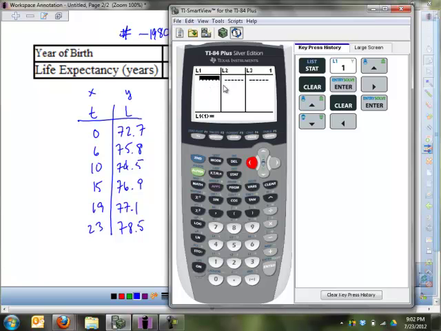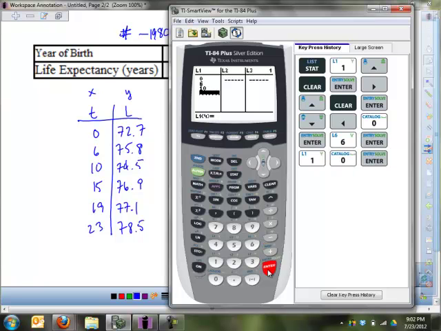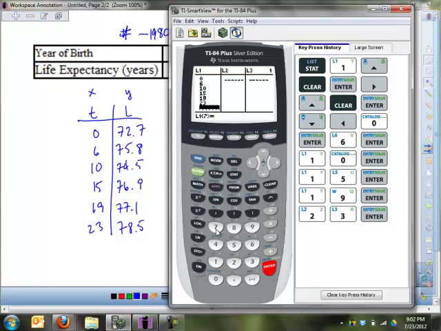For my T values, I'll use L1, so that is 0. I'll just press enter after each number. 6, 10, 15, 19, and 23. So 1, 2, 3, 4, 5, 6 elements in my list. Now if you look at my cursor, I'm on the 7th element, but it's blank. That means I have 6 elements in the list.